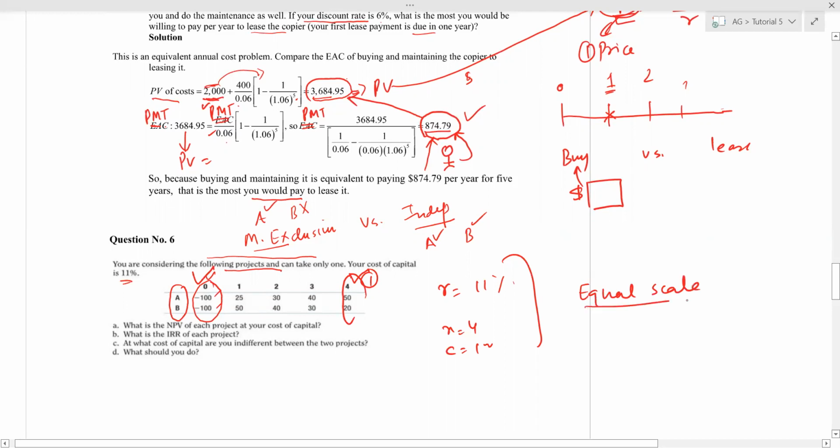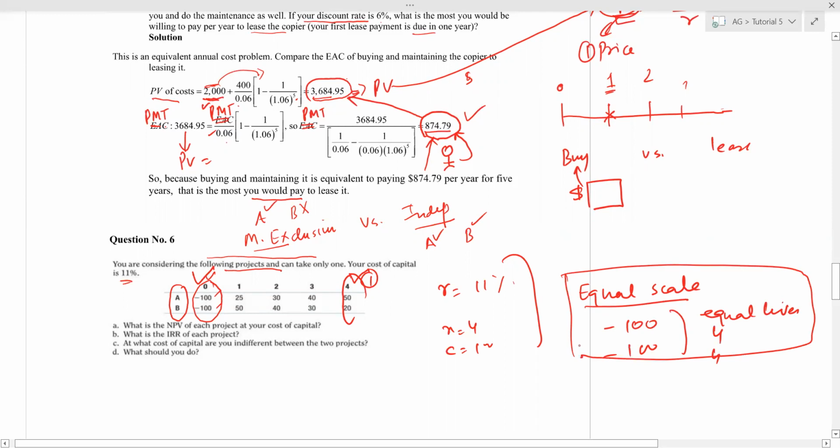Okay, equal scale means they have equal cost, meaning minus 100, minus 100, as well as they have equal lives. Okay, so 4 years, 4 years, so we call it that the projects have equal scales. Okay, so once you have the equal scales, then there is a situation where you need to calculate what is called crossover rate. Okay, you will calculate crossover rate. So we are going to do this in this question.